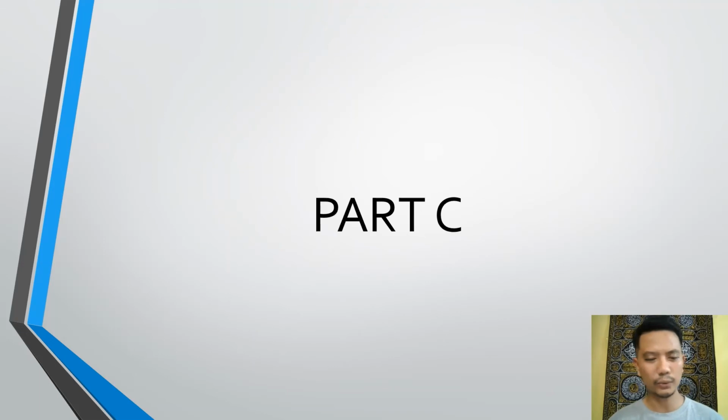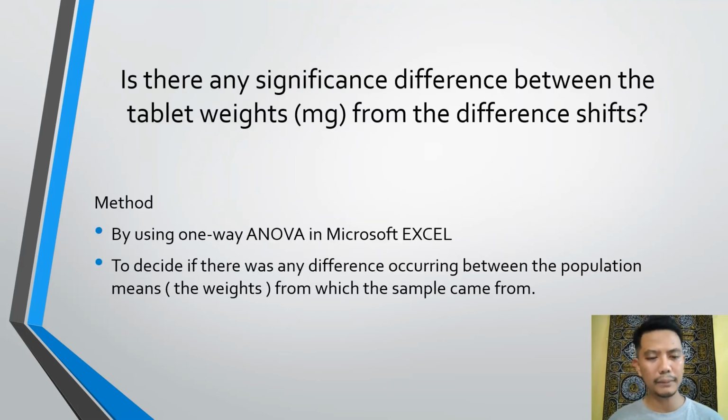Let's continue to part C. Here in part C, the question is: is there any significant difference between the tablet weight from the different shifts? So we proceed with the one-way ANOVA method in Microsoft Excel. The purpose of doing this is to decide if there is any difference between the population means of the weight the samples came from.